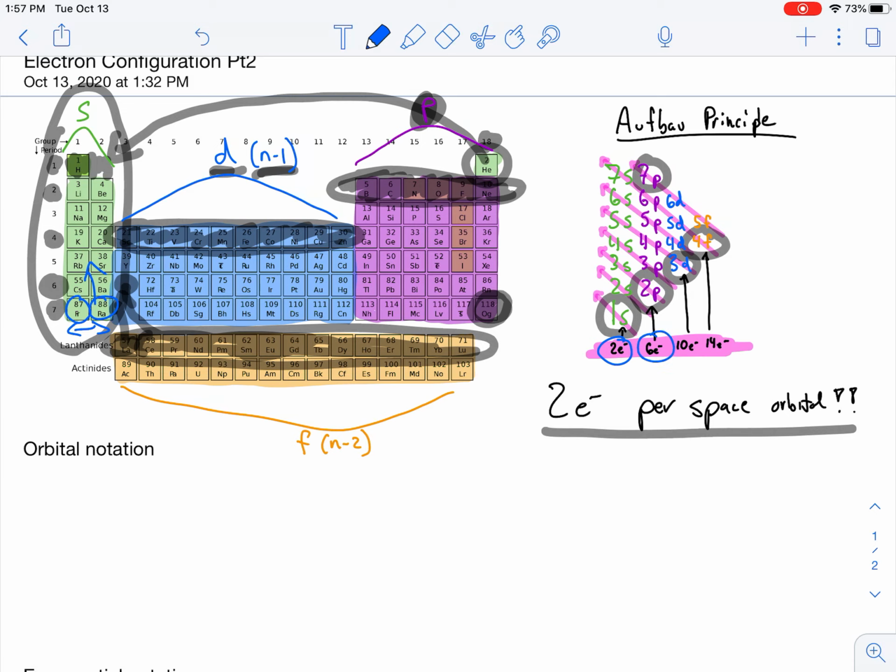Here, 6 electrons in P. P has 3 different orientations, 2 electrons per orientation or per space orbital, totaling 6 electrons. P block, we can see, is 6 elements wide, matching the 6 electrons that are going to fit in that location. For D, D has 5 different orientations, a total of 10 electrons, 2 electrons per orientation. Look at D block, it's 10 elements wide.